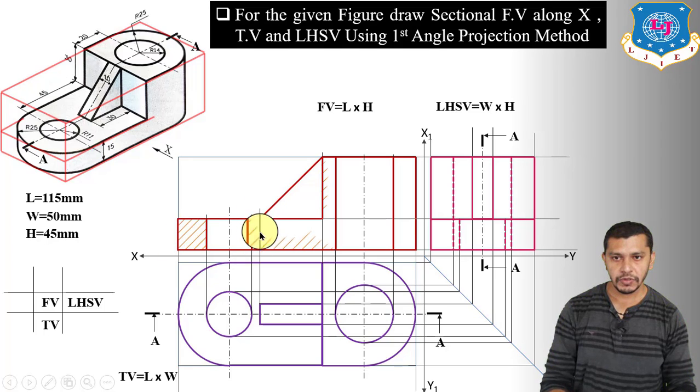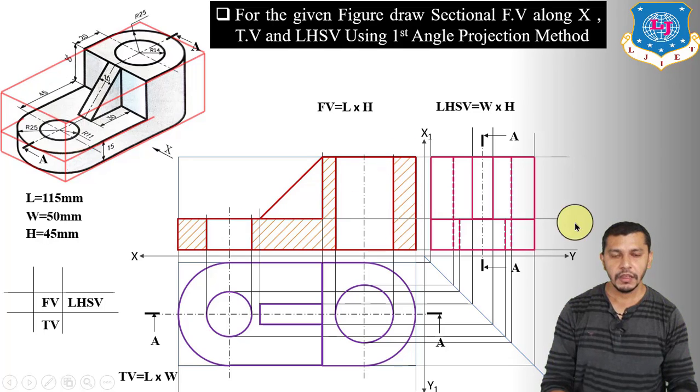So we have to show the hatching line in the part of the object which is in contact with the cutting plane, and the hatching line should be inclined at an angle of 45 degree to the XY line, and the distance between each hatching line should be 2 mm to 3 mm.